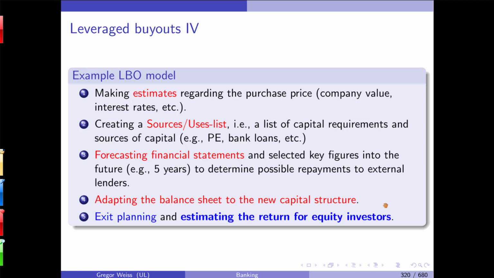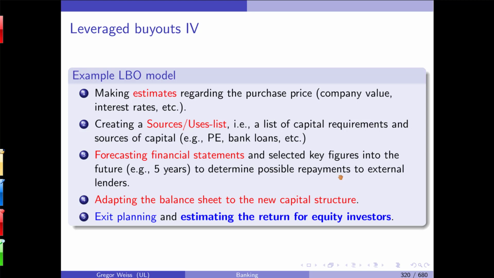Don't mistake this for capital requirements of a bank. It should rather say capital needs. What do you need? What capital do you need to finance the deal? And where is the capital coming from? Does it come from a private equity investor? Is it in bank loans? Is it in a bond that needs to be placed? You need to forecast the financial statements.